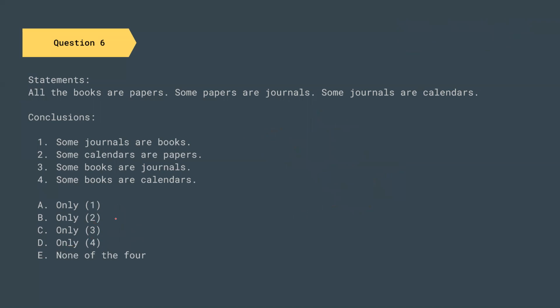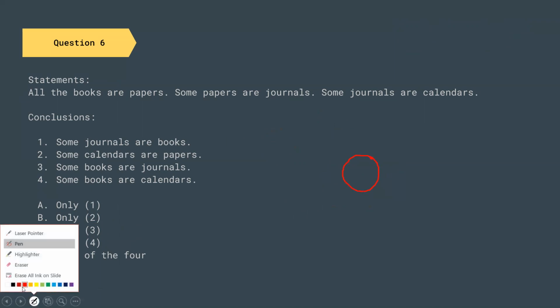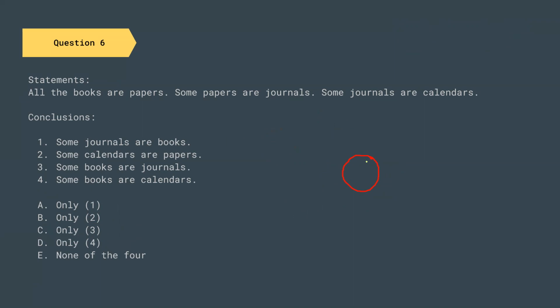So we are going to mark only the part that is mentioned in the question and nothing more. Some journals are books. Sorry, all books are papers. So we have books, and this is for books, and this is for papers. So all books are papers.